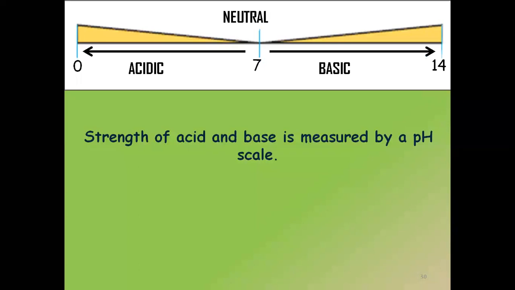Strong acids are going to have pH towards 0. Strong bases are going to have pH towards 14. Near 7, we are going to have weak acid and weak base. All right. Is it clear? I think this is what we have done in the last class, and we also know that pH stands for power of hydrogen. Moving ahead.